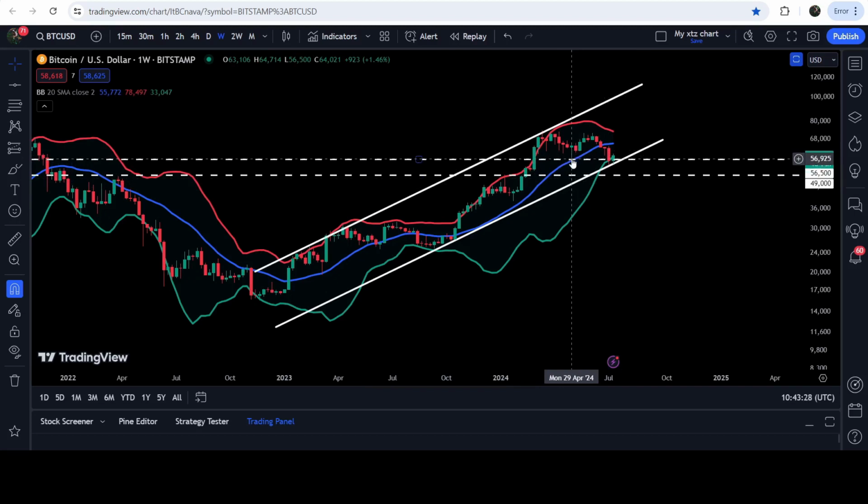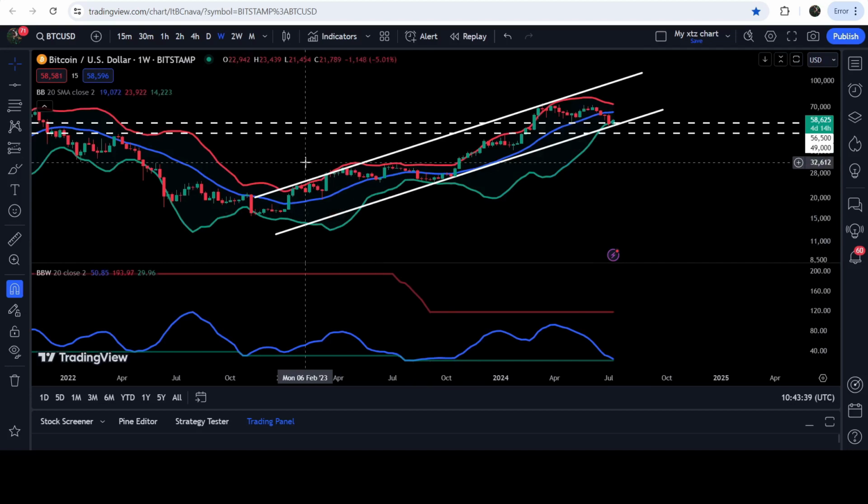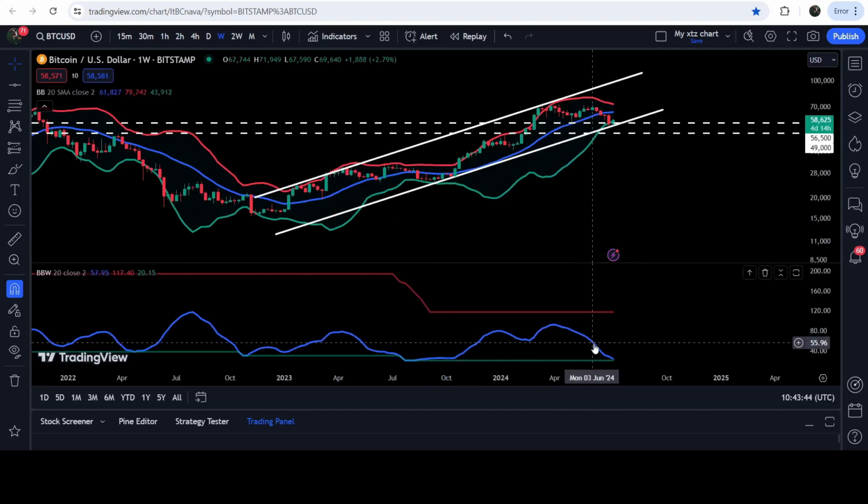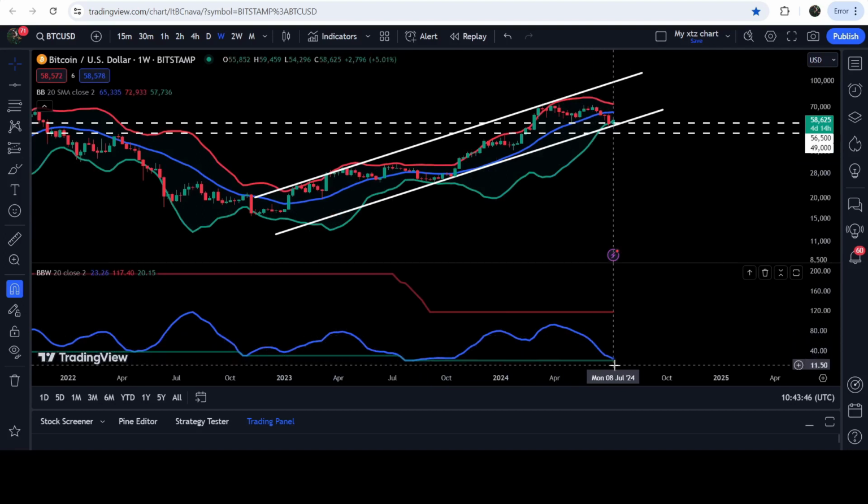By the way, this is the second week that it is testing this support and also this level of $56,500. That was the lowest price of May 2024, and it is still moving above this level of support. After that, the next key support will be here at $49,000. At the same time, you can see that the blue line of the Bollinger Band indicator is about to hit the support as well.